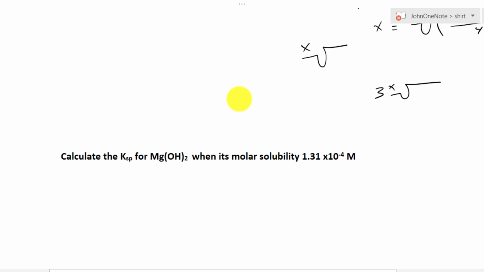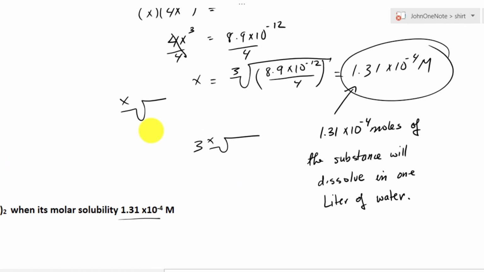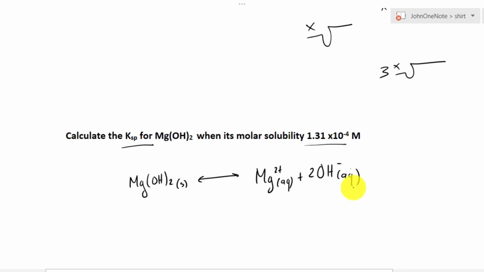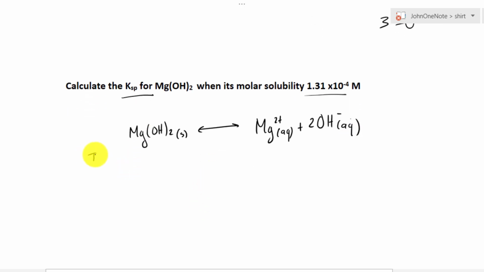Now let's do the opposite of it. Let's assume that we are going to calculate for KSP and we are given the molar solubility. And what we just saw over here is the molar solubility of magnesium hydroxide. Okay, now let's do this the other way around. So the same thing, always write your reaction first. And then the same thing again, your ice table.